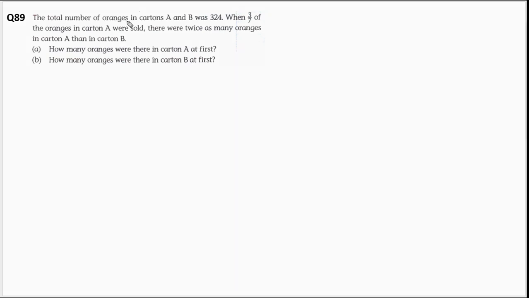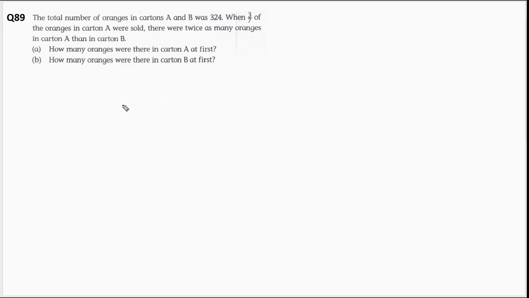The total number of oranges in cartons A and B was 324. When 3/7 of the oranges in carton A were sold, there were twice as many oranges in carton A as in carton B. And we're asked how many oranges were there in A at first and B at first. Okay, I think this is a very simple little problem.